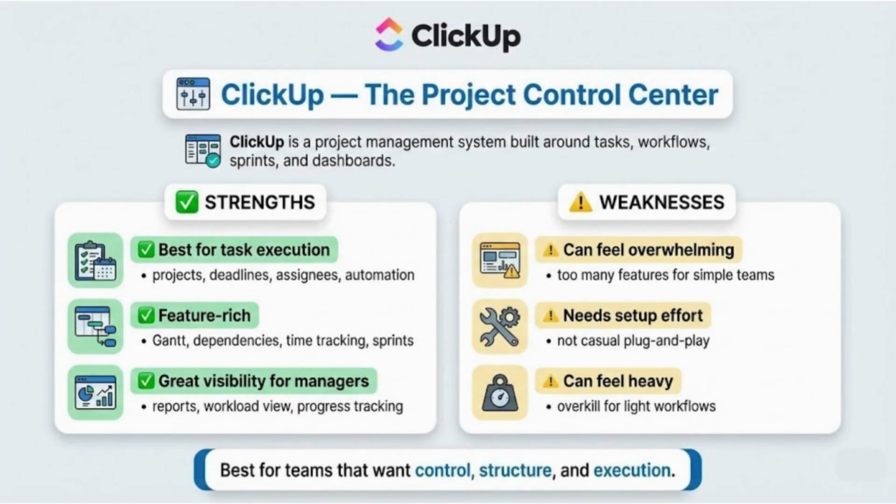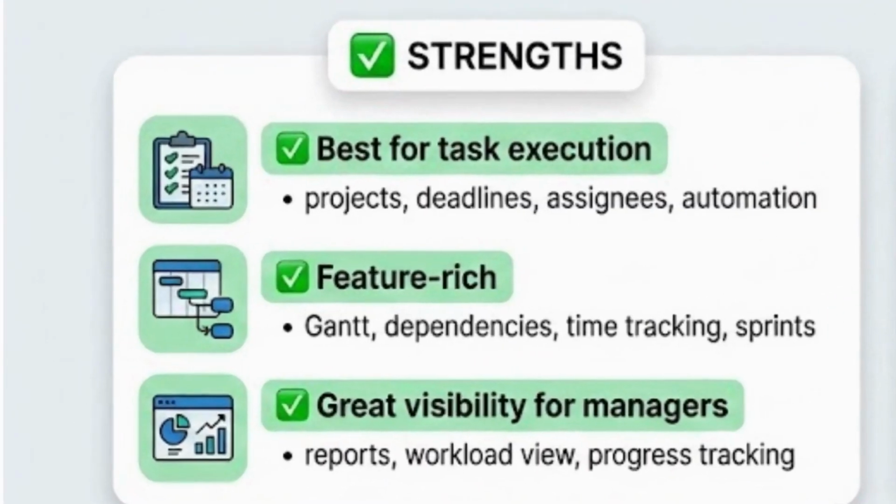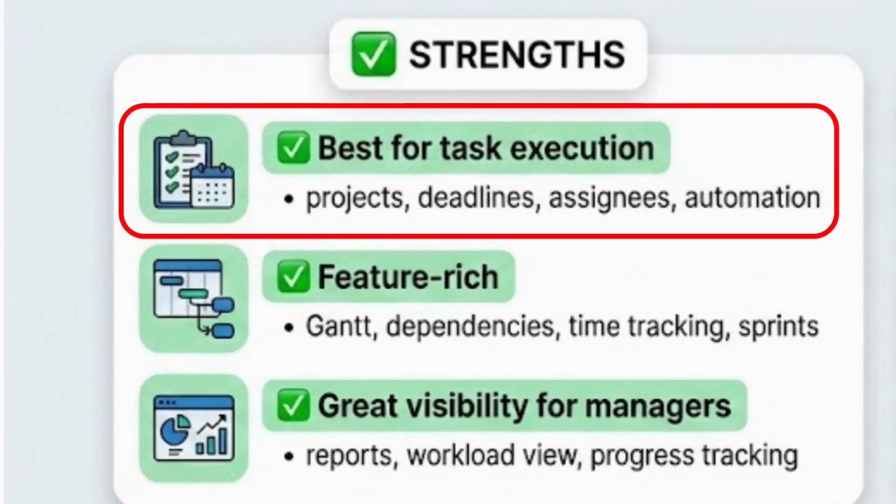Now, the biggest strength of ClickUp is task execution. If you want to manage project timelines, task ownership, due dates, status updates, recurring work, and automation, ClickUp is a leader. You can create a task, assign it to someone, give it a deadline, set priority, and put it into a workflow like to do, in progress, review, then done. And the cool part is ClickUp isn't just a basic to-do list. It's more like a full system where a task behaves like an actual work unit.